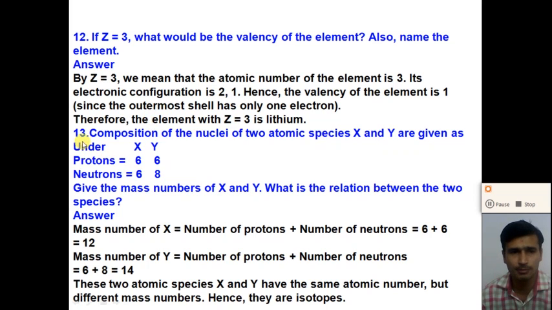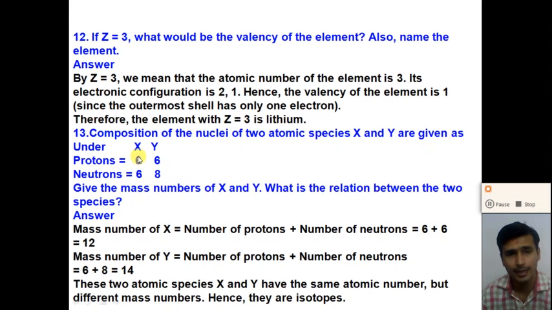Now question number 30. The composition of the nuclei of two atomic species X and Y are given as under. Element X has 6 protons and 6 neutrons. Element Y has 6 protons and 8 neutrons. Give the mass numbers of X and Y and state the relation between the two species.